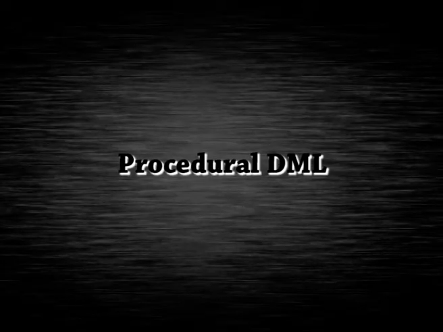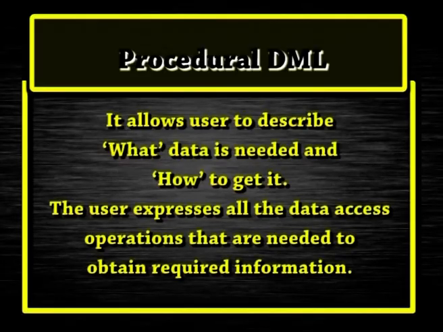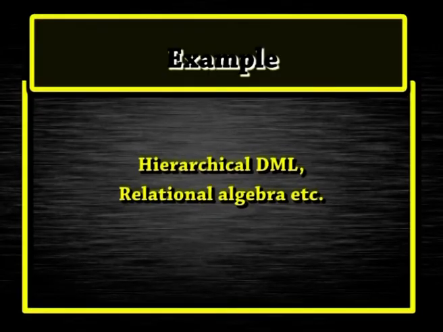On the basis of data retrieval techniques, DML can further be of two types. Procedural DML allows the user to describe what data is needed and how to get it. The user expresses all the data access operations that are needed to obtain the required information. These are embedded in a high level language. For example, hierarchical DML, relational algebra, etc.